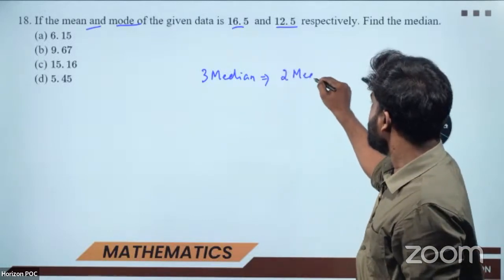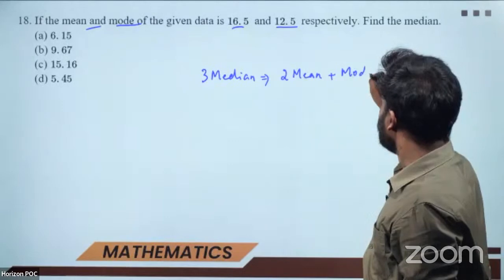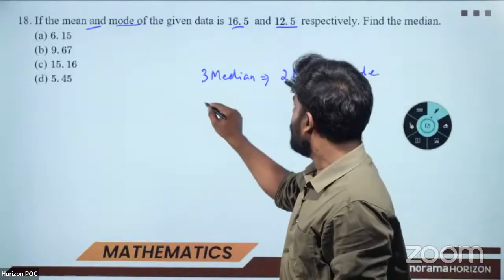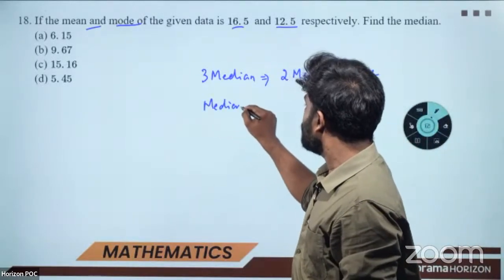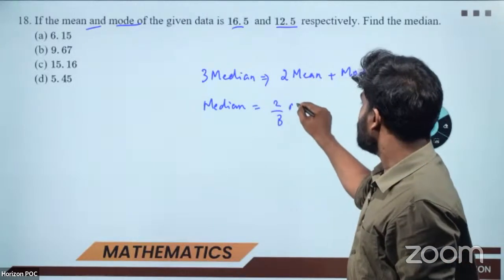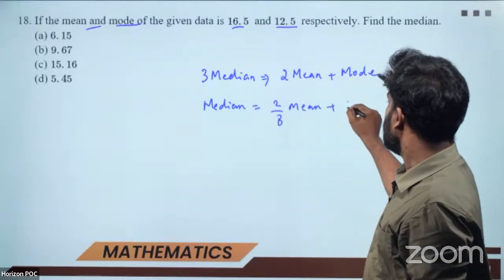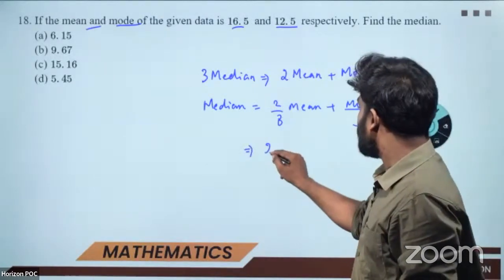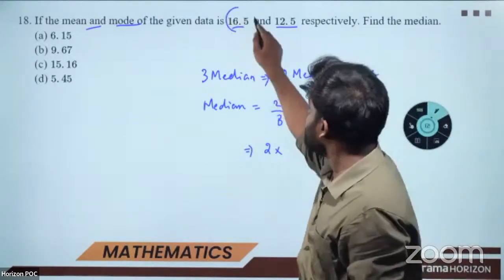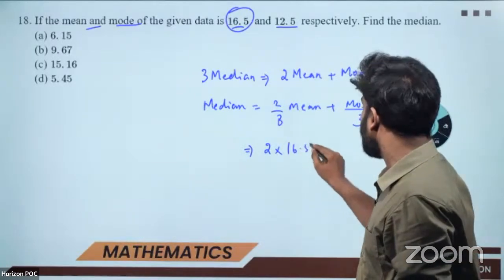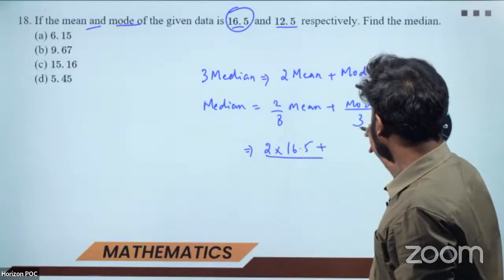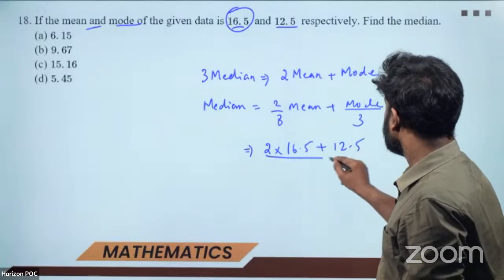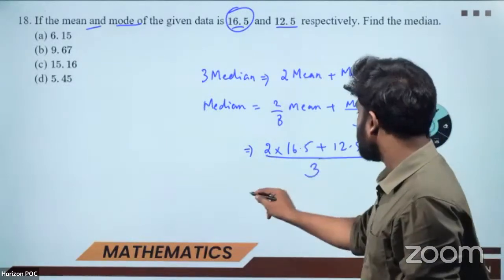So 3 median is equal to 2 mean plus mode. From that, you can write median is equal to 2 by 3 mean plus mode by 3. So you put that value there. 2 into what is the mean there? You have 16.5. So 2 into 16.5 plus what is the mode? You have 12.5. So that gives us 12.5, the whole divided by 3.